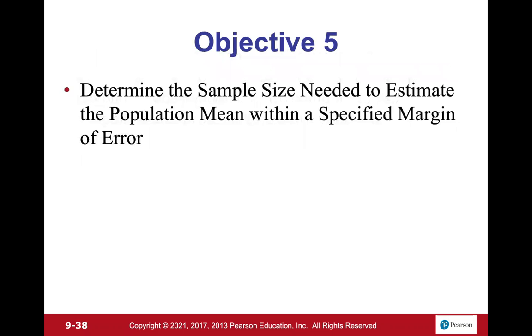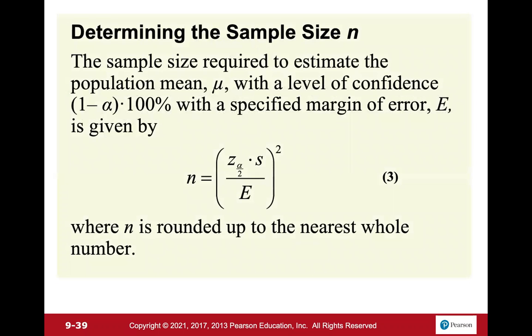All right, next, determine the sample size needed to estimate the population mean within a specified margin of error. So, determining the sample size n. The sample size required to estimate the population mean, mu, with the level of confidence (1 minus alpha) times 100%, with a specified margin of error E is given by these values right here. This time we don't need a p-hat. What we need is our critical value, our margin of error, and s, our sample standard deviation.